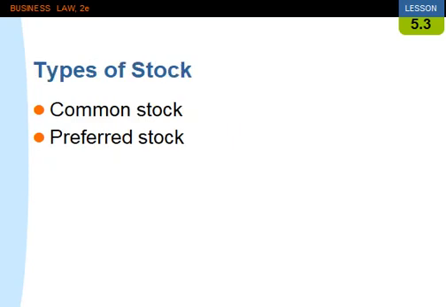The main difference between preferred and common stock is that preferred stock gives no voting rights to shareholders, while common stock does. Common stockholders are last in line when it comes to company assets, which means they will be paid out after creditors, bondholders, and preferred shareholders.